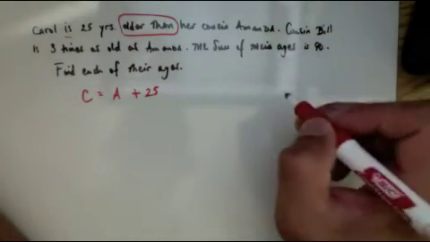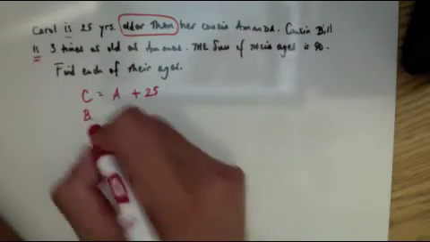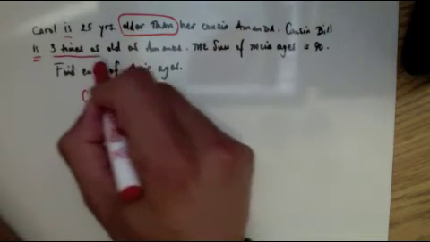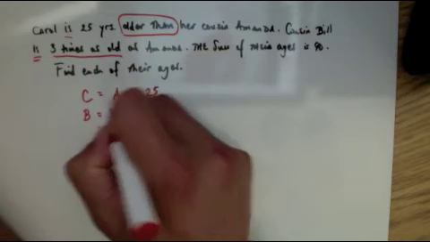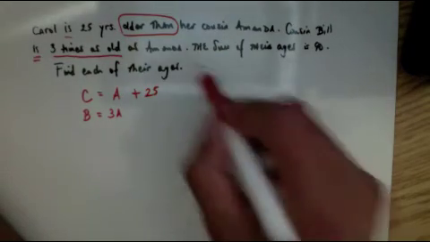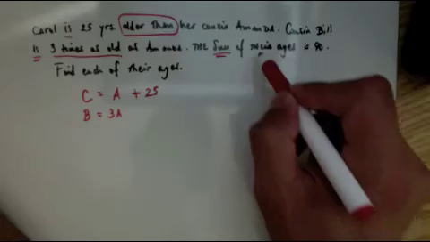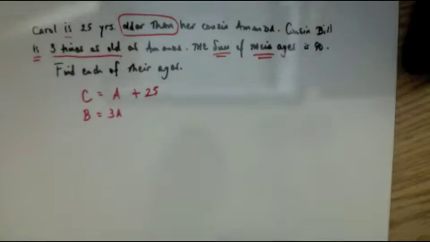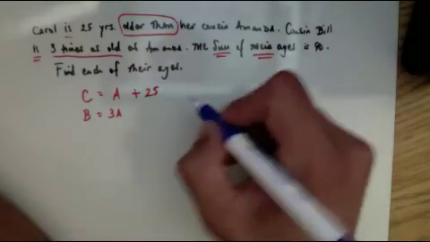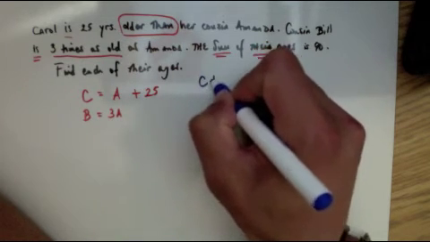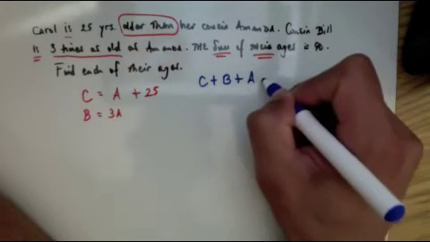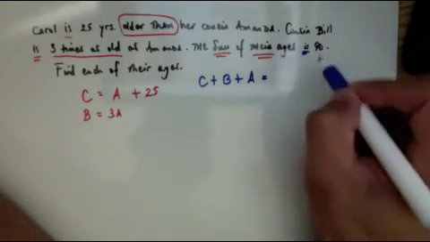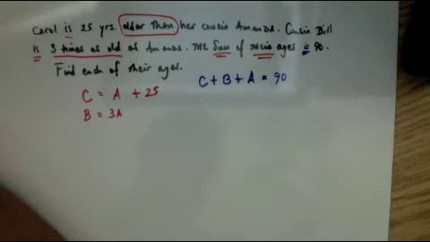Cousin Bill, so I'm going to put B for Bill. Cousin Bill means equal. 3 times as old. You see here they give it away, 3 times as old as Amanda. So it's 3 times A, 3A. The sum of their ages. Well, whose ages? Well, all 3 of them. So what does that mean? That means Carol plus Cousin Bill plus Amanda is 90. Okay, that's pretty easy.